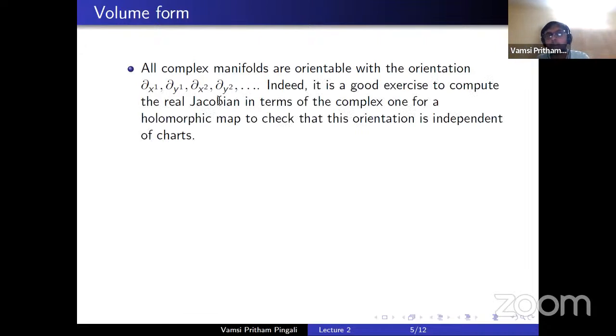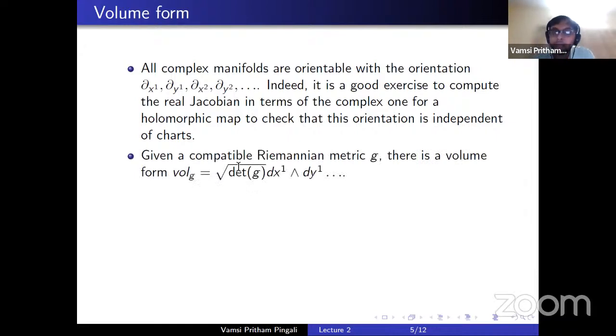And if you're familiar with another definition of orientability in terms of Jacobians being positive, please do this as an exercise: calculate the real Jacobian in terms of the complex one, and check that this actually makes it into an orientable manifold.